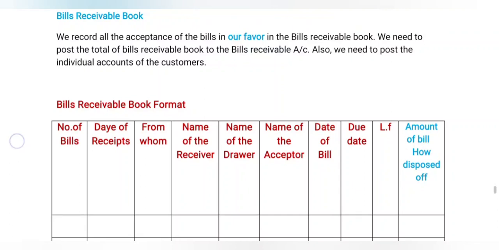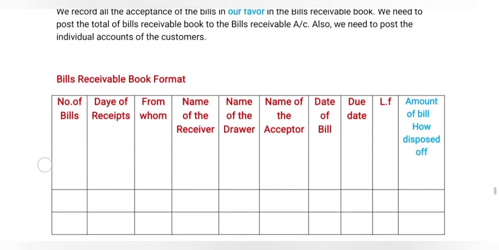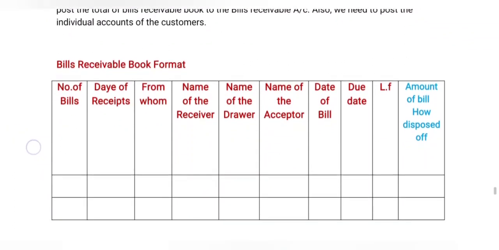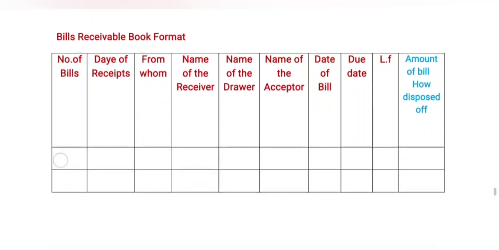Now we are coming to posting the total of bills in the bills receivable account. We also need to post to the person who is our customer, who sent the amount. Now coming to the format of the bills receivable book, it is very long. We can take it shortly, and after the problem. The columns are: date of receipt, from whom received, name of the drawer, name of the acceptor, date of the bill, due date, ledger folio, amount.